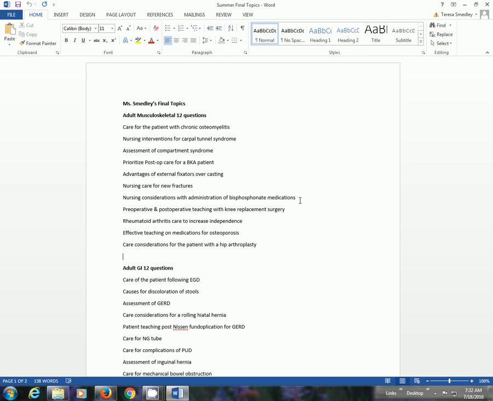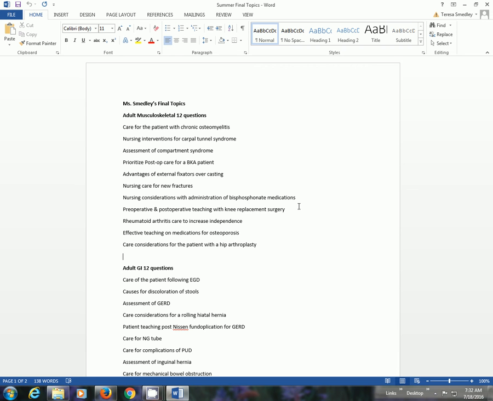Pre and post-operative teaching with knee replacement surgeries. You need to know what you need to teach this patient about it, that they will be in a continuous passive motion machine. It will be removed during meals. Who can do what with it. And you also need to make sure that you are well aware of what you can delegate to unlicensed personnel and to the LPN.